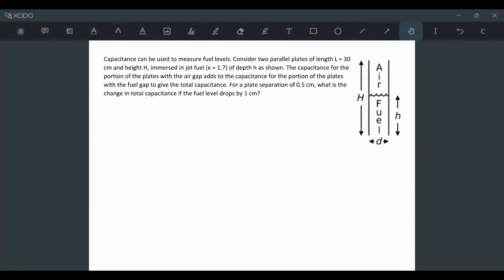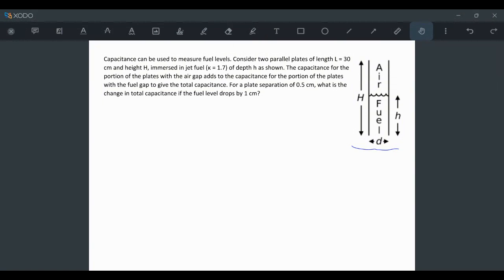Okay, so the first question is here on the screen. It says that we can use capacitance to measure fuel levels. So this is a real-world application. We're told to consider 2 parallel plates, and as we read this, there's the schematic over here on the right. 2 parallel plates, they have length L and height capital H. They're immersed, at least partially, in some jet fuel up to a depth of lowercase h. So here, this cartoon for waves represents the top of the fuel level.